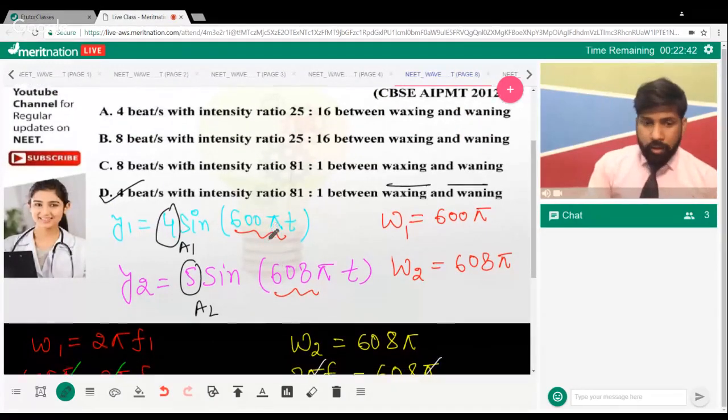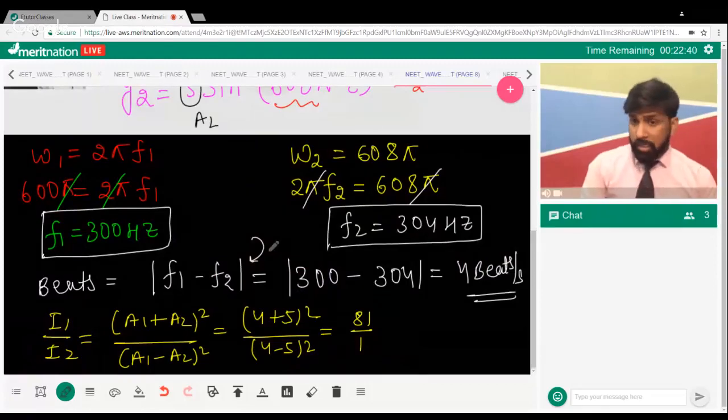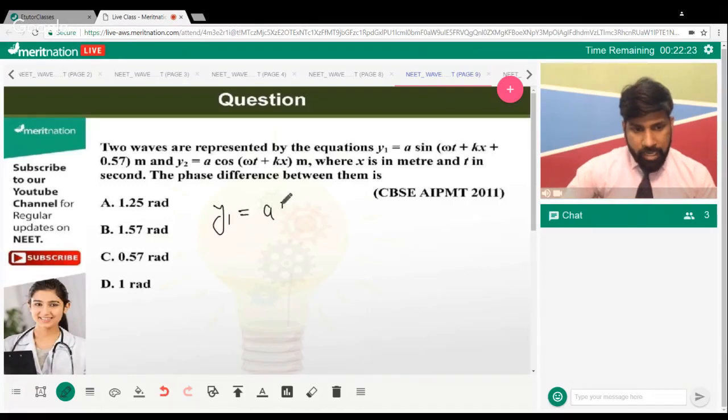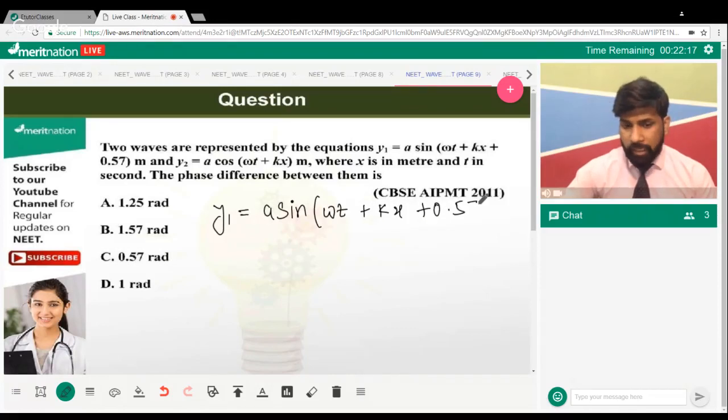Now let's talk about the last question of today's session. That question, students, is based on phase difference. Basically we need to find out the phase difference between two waves. This is CBSE AI Primary 2011. You can see y1 is given as A sine(omega t plus kx plus 0.57).